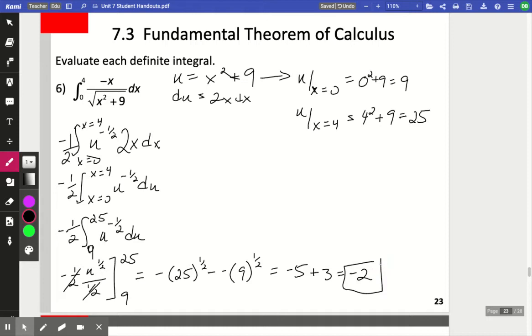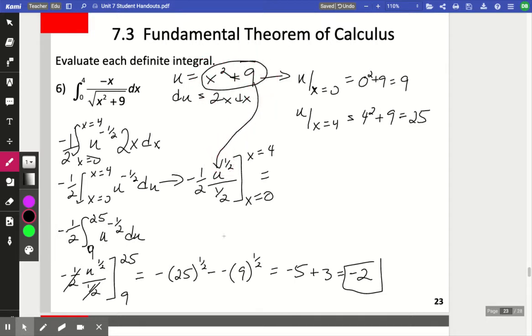But let's make sure we understand it from the other perspective, which is to keep the x equals there. So negative 1/2, and now the integral of u to the negative 1/2 du. I'm going to integrate and get u to the positive 1/2 over 1/2, just like before. But now I'm evaluating from x equals 0 to x equals 4. I keep those as x equals to remind me that I can't just plug in 0 and 4 for u. I actually have to take x squared plus 9 and plug that back in for u. And so once again, the 1/2s reduce.